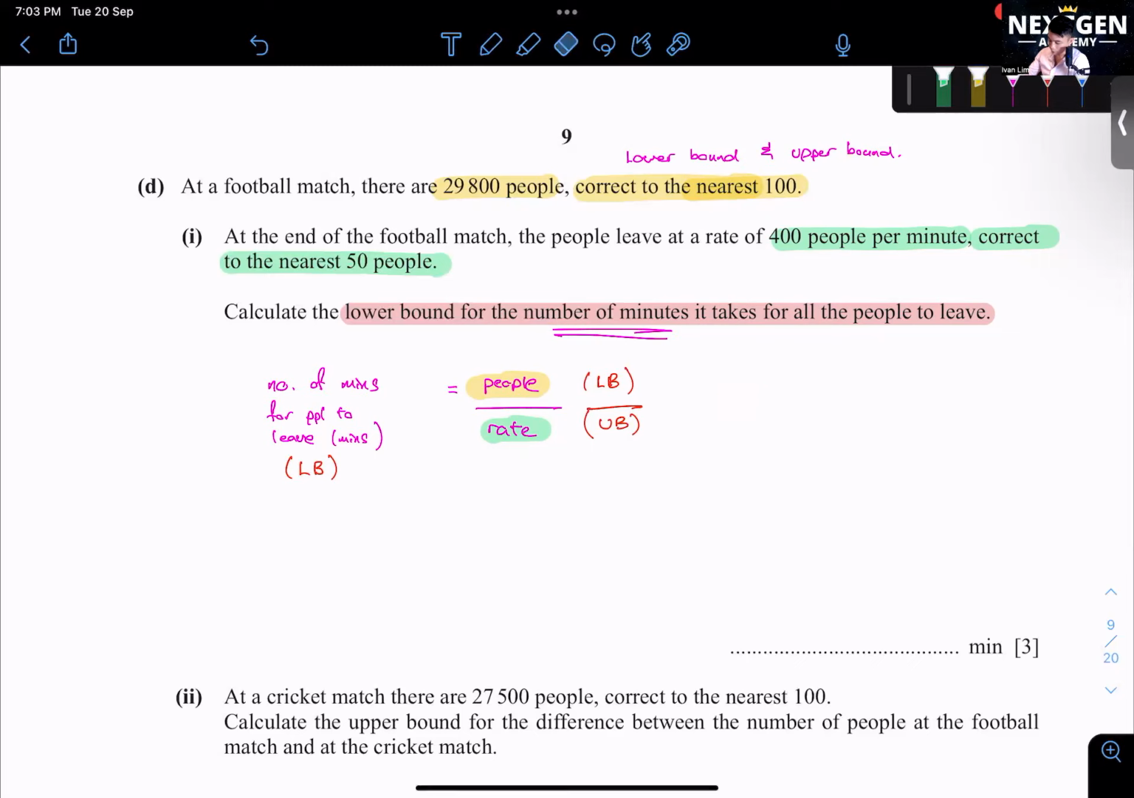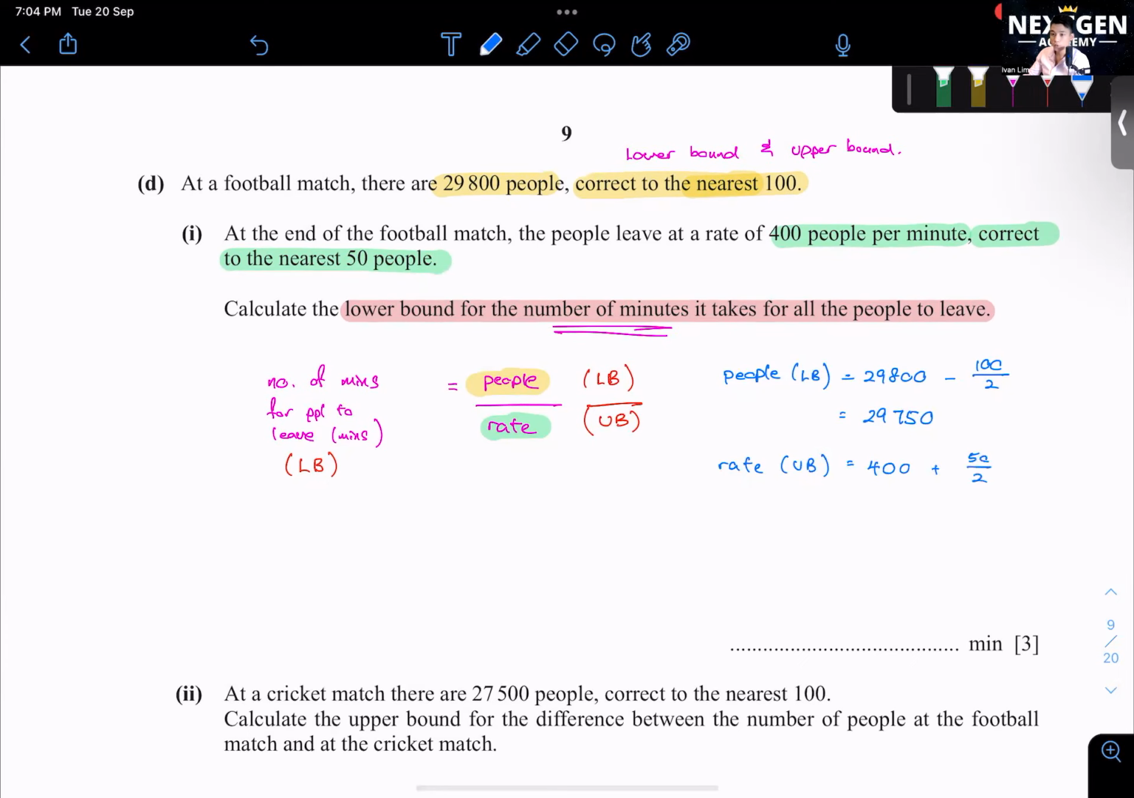Lower bound of people. So let's calculate the lower bound of people. It will be 29800 minus 100 over 2, because it's correct to the nearest 100 people, right? So you'll get 29750. For the rate, I take the upper bound: 400 people per minute, correct to the nearest 50 people. So I take upper bound, plus 50 over 2.